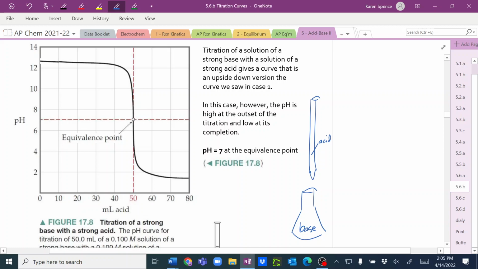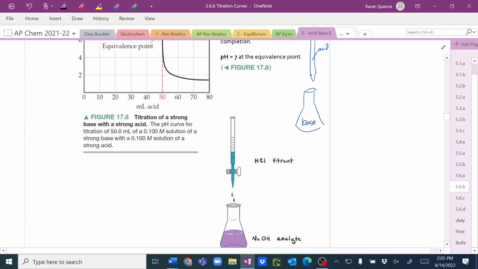Okay? So there's nothing really different about that because it's strong and strong, the pH at the equivalence point will be 7. Because when you titrate a strong acid and a strong base, the salt that is formed does not do what? Hydrolyze, okay? Because we have HCl plus NaOH goes to NaCl plus H2O. It doesn't matter who's in the burette and who's in the flask.